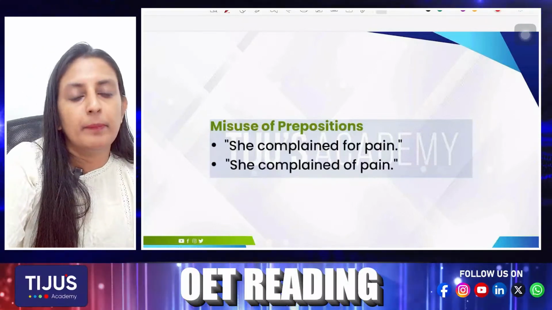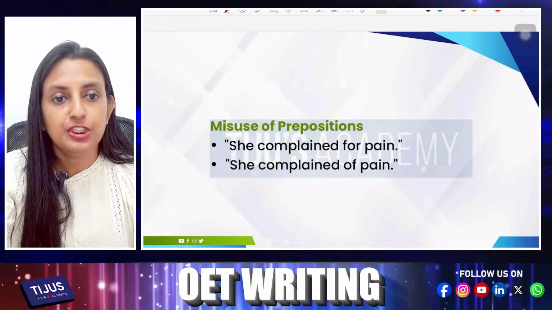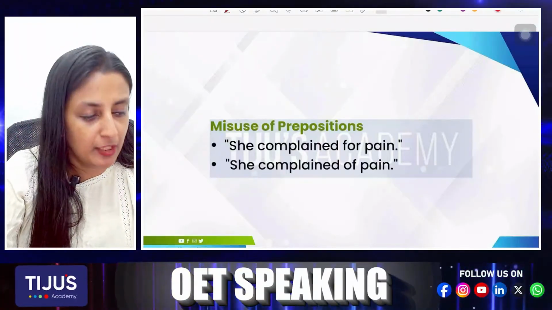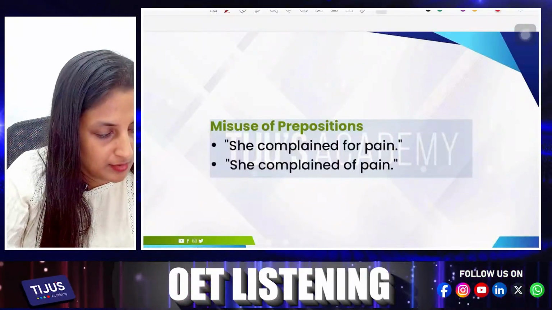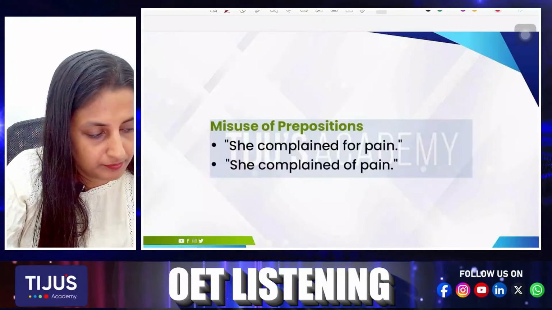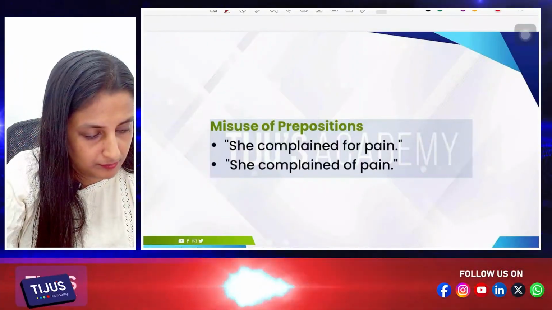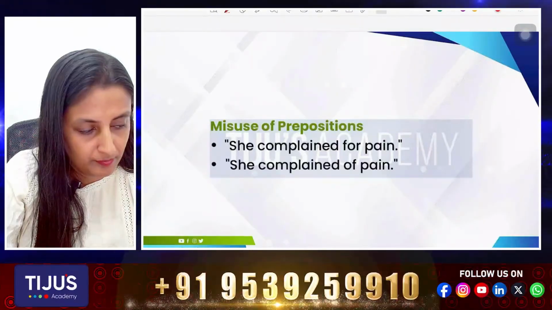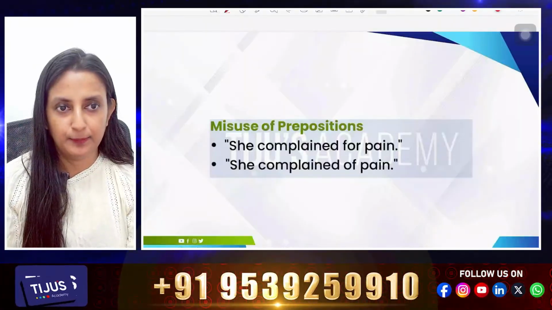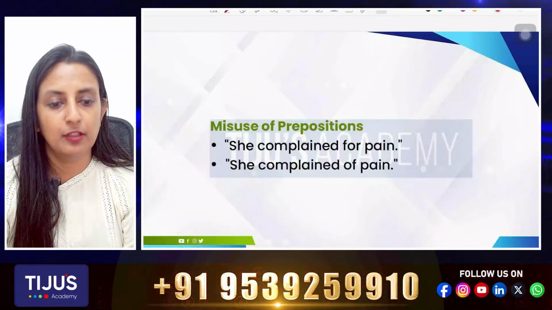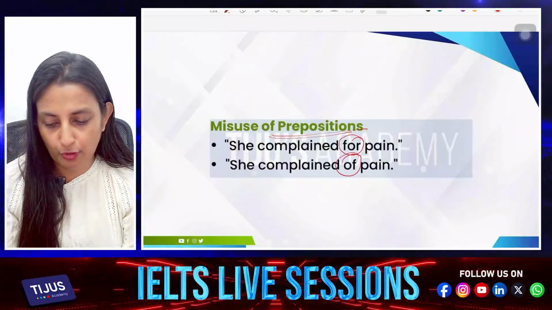She complained for pain and she complained of pain. Among these two options, which is going to be the right option? She complained of pain or she complained for pain? Is it she complained for pain or she complained of pain? So here we have to focus on the correct use of prepositions. Preposition use നെ പറ്റി വേണം നമ്മൾ എടുക്കാനായിട്ട്, for or of.